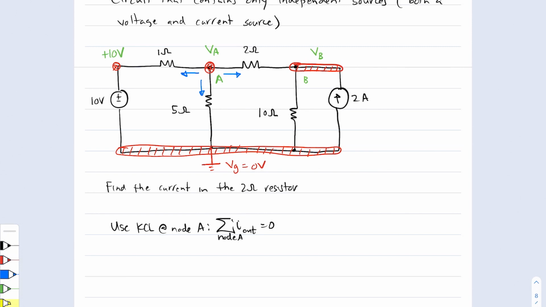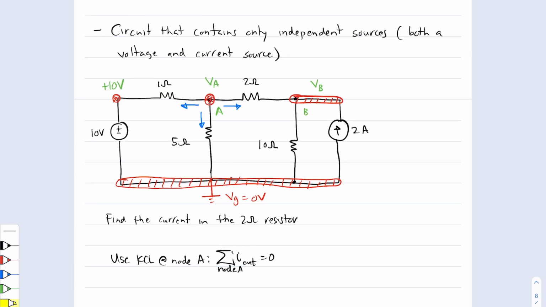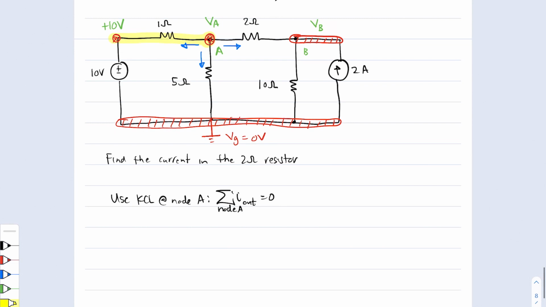And as long as you stay consistent with that convention, you can write down equations. I'm also going to use the modified version of Ohm's law in order to write down what those currents are. So the current going from this node through the 1 ohm resistor out to the 10 volt source there is something that I can write down.